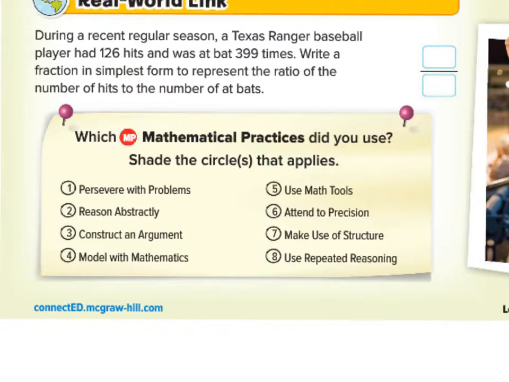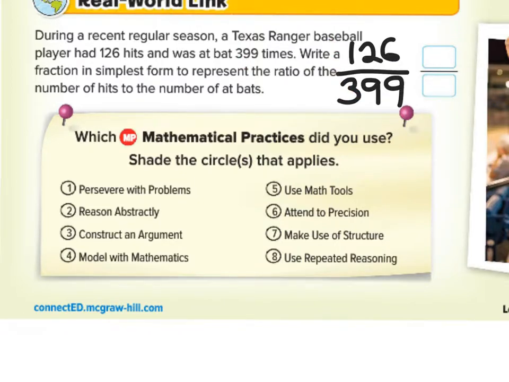Okay, let's look at a real-world example. During a recent regular season, a Texas Ranger baseball player had 126 hits and was at bat 399 times. So he hit the ball 126 times out of 399 times. Write a fraction in simplest form to represent the ratio of the number of hits to the number of at-bats. So by simply comparing the number of hits to the total number of bats, okay, we are writing a ratio, okay, and this ratio can help us write a fraction. We have 126 out of 399. So it would look like this.